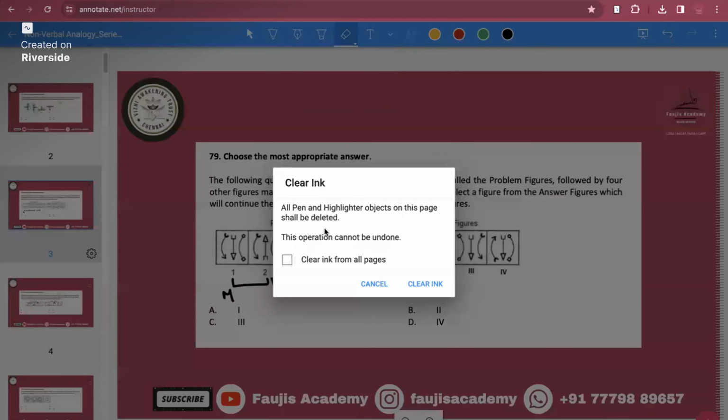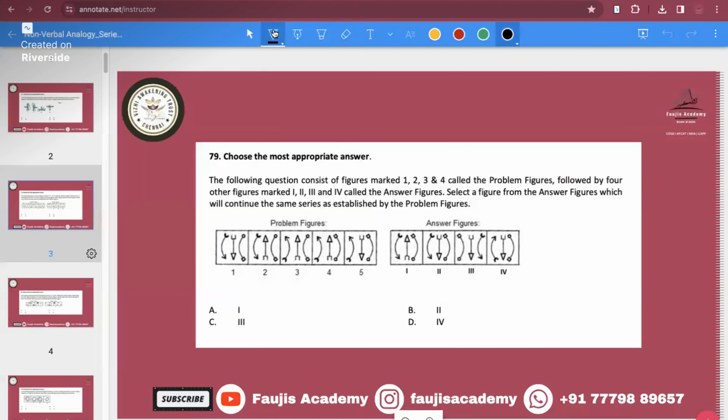Let me do this. From here to here, the middle has changed. Yes, sir. From here to here, the left side has changed, sir. From here to here, the right has changed. From here to here, again the middle has changed. So middle, left, right, middle, and then left. Yes, sir. Okay. So in that case, the option will be C, sir.